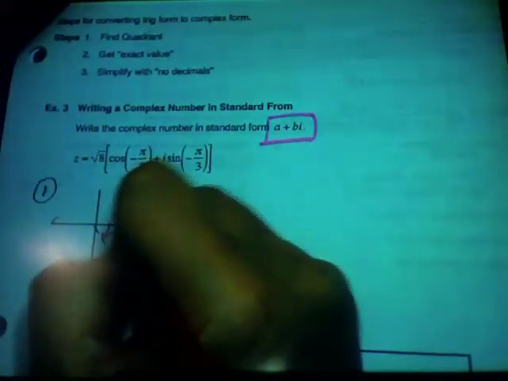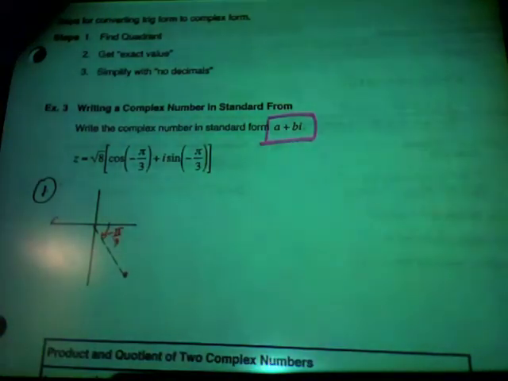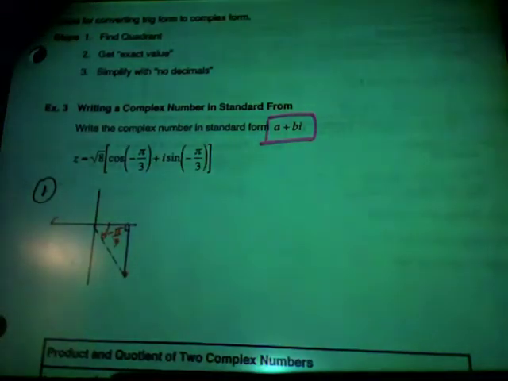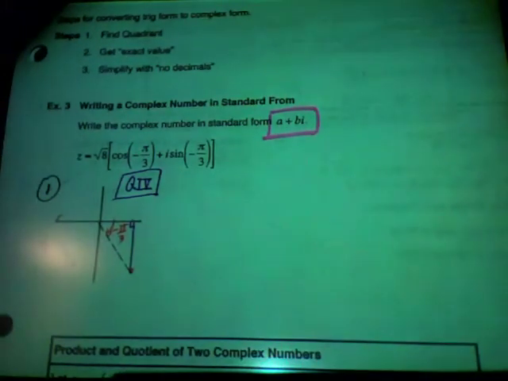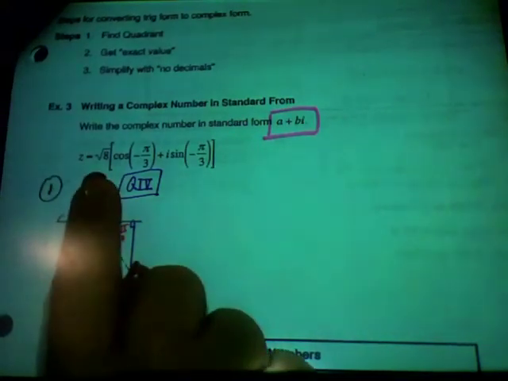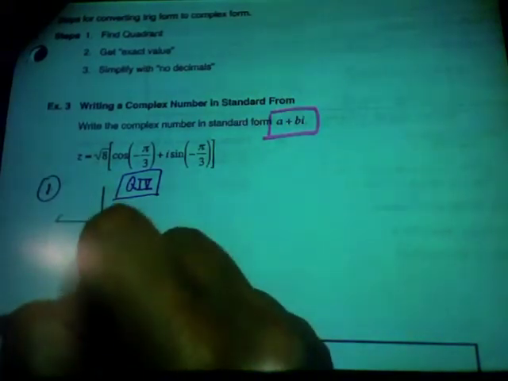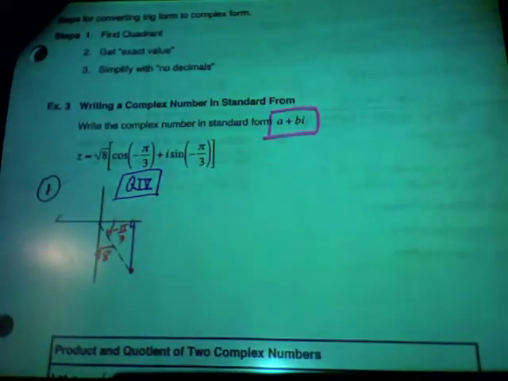So here, from here to here would be negative pi over 3, right? To that point. So I know that I'm in quadrant 4. So then we're going to find an exact value, because all I know right now, don't I know my r also? So I'm going to go ahead and put r right here of square root of 8. And I don't know either one of these sides. But I kind of need to know both of them, don't I?